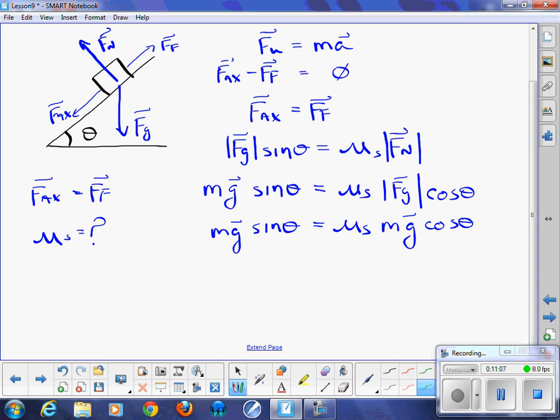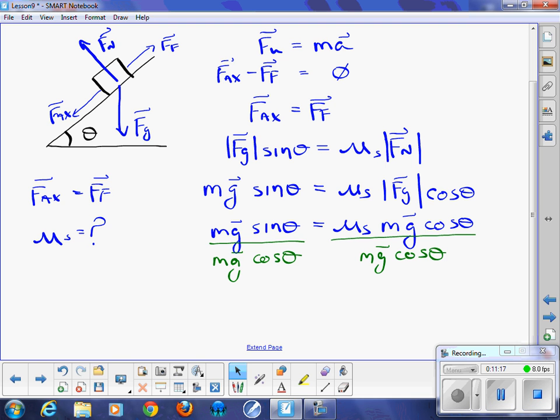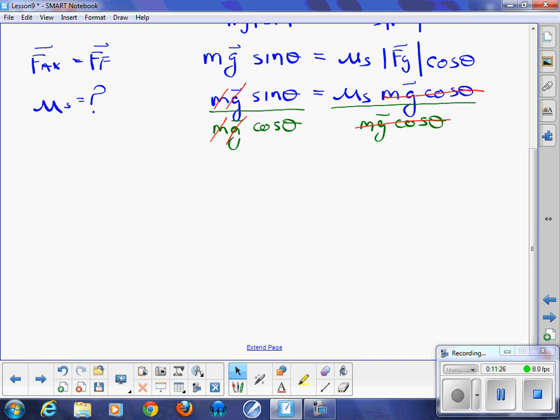We're going to isolate for mu_s, or our coefficient, so I need to divide both sides by mg cos theta. And if you look on both sides, those all cancel on your right. On the left, the masses cancel, the g's cancel, and you're left with sine theta over cos theta equals your coefficient of static friction. Sine over cos is tan theta.